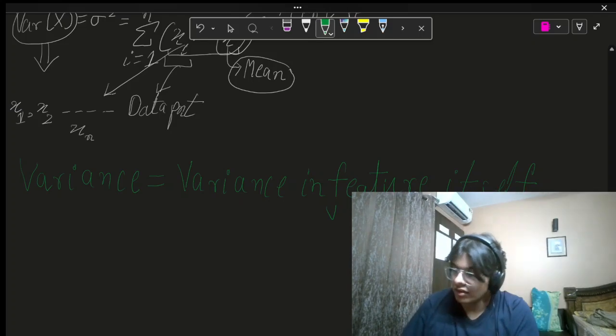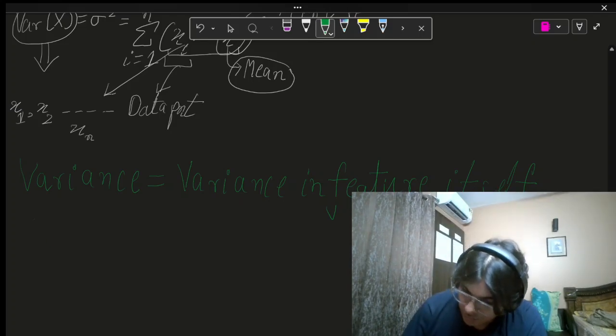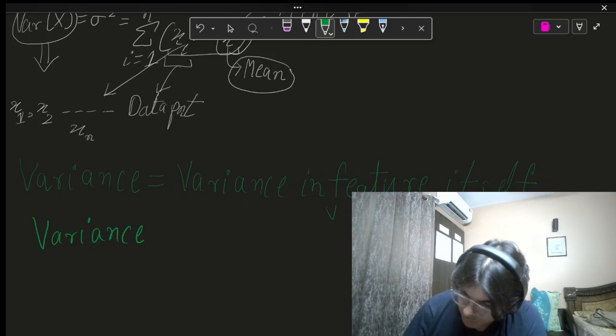And what is the second kind of variance? Variance in relationship between two features. What does this mean?